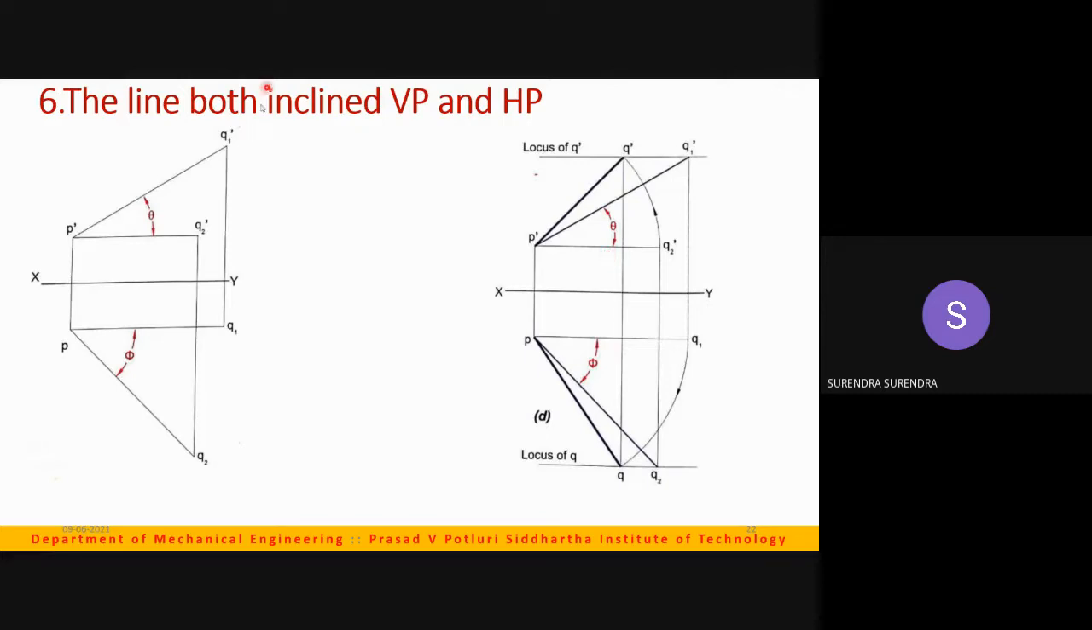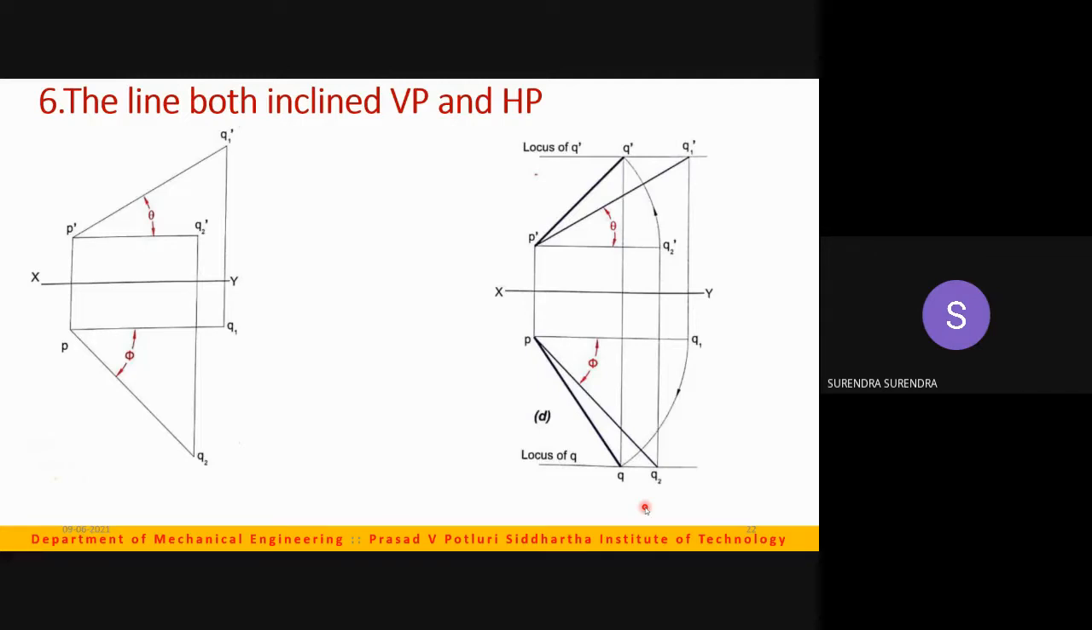First, draw this initial figure, and on this figure, draw horizontal lines indicating the locus of Q dash and Q, and then draw an arc with radius equal to P dash Q2 dash. Join P dash Q dash and PQ, indicating the final front view and the final top view.